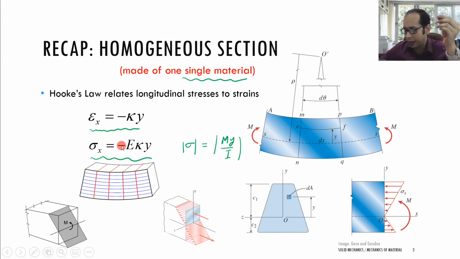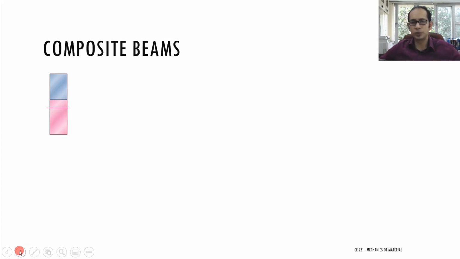Now let's move ahead and see how we derive these stresses and so on for composite beams. If you take a look at a composite beam, say this particular beam that you see over here, let's say this is made of two materials.